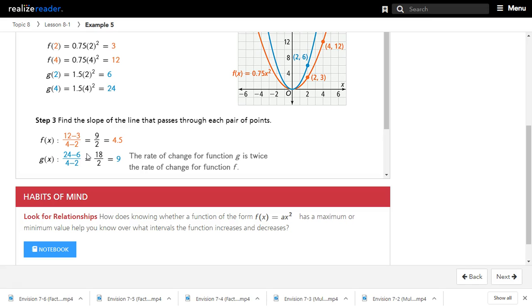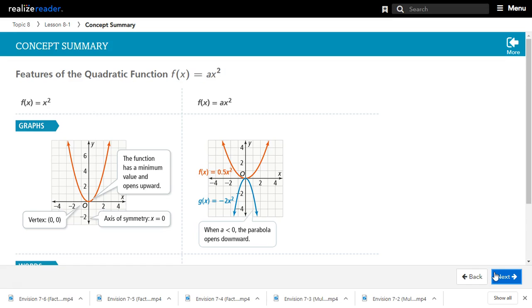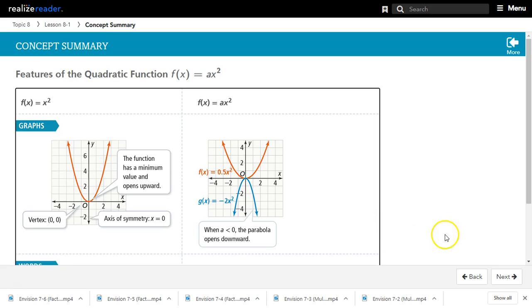Understand, that's just over that interval though. You got me? That doesn't mean it increases twice as much over the entire thing. It's just from 2 to 4. Everybody understand that? If it were a line, would it be over the whole thing? Yes. Okay, but it's not a line, it's a parabola. Everybody good? All right. As always, let me spell it: parabola. So there's just a little concept summary there.